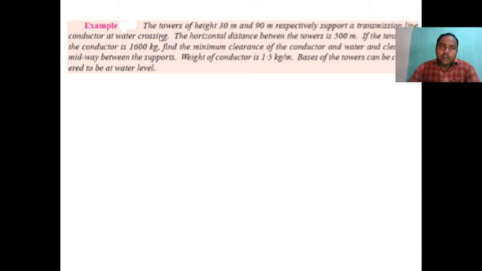Next problem. Towers of height 30 meters and 90 meters respectively support a transmission line conductor at a water crossing. The horizontal distance between the towers is 500 meters. If the tension in the conductor is 1600 kg, find the minimum clearance of the conductor and water, and the clearance midway between supports. Weight of conductor is 1.5 kg per meter. The bases of the towers can be considered to be at water level.